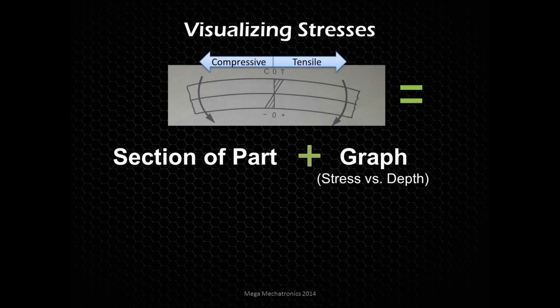You can see there's a C, a 0, and a T. The C represents a compressive stress, a negative stress, and going to the right is a tensile stress. And then for the other scale of this graph, we have the depth. You see the top edge of the part is actually that top edge. There's a line in the middle, and that's actually the middle of the part. And then going to the bottom side.